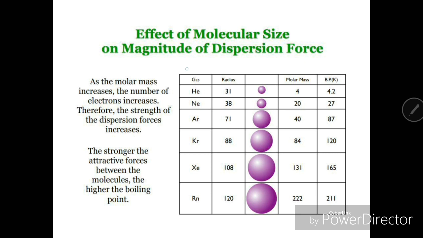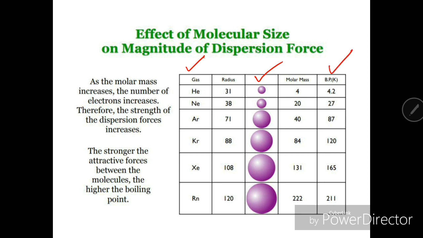Let us take the example of the zero group, or noble gas group, in the periodic table. The gases are helium, neon, argon, krypton, xenon, and radon. As you go down this group, the atomic size will increase. As the atomic size increases, the surface area of the atom will increase, and because of that, the magnitude of the dispersion force will increase. And when the dispersion forces among the atoms increase, the boiling point will also increase.